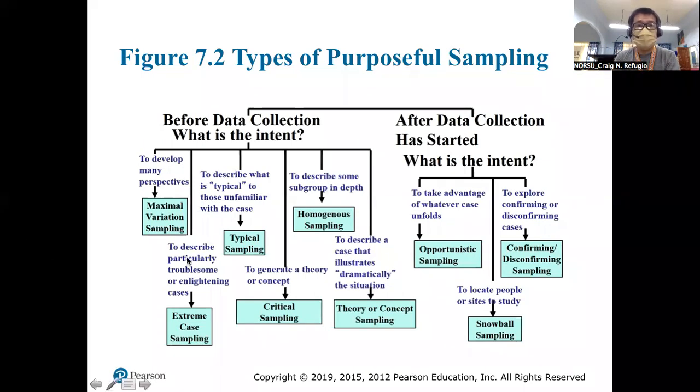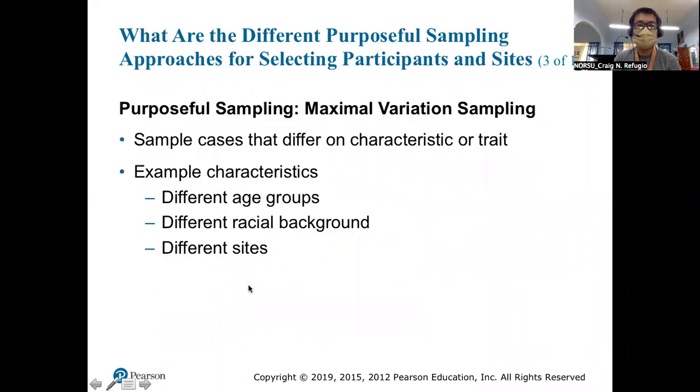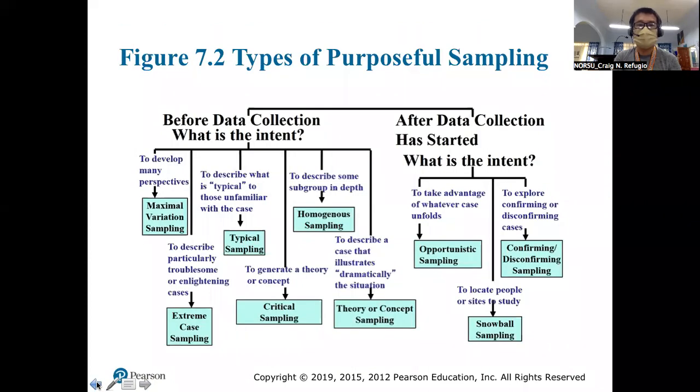And then going into the bottom part of the diagram, to describe particularly troublesome or enlightening cases, extreme case sampling. Then under typical sampling, if we go down, then we have to generate a story, to generate a theory or concept. And you have to take note that in one of the designs under qualitative, we have grounded theory.